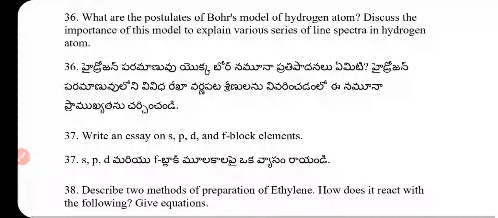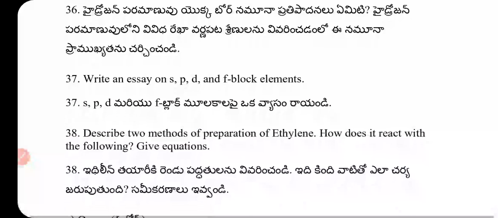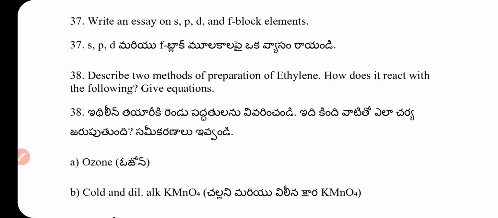What are the postulates of the Bohr model of the hydrogen atom? Discuss the importance of this model to explain various series of line spectrum in the hydrogen atom: Lyman series, Balmer series, Paschen series, Pfund series and Brackett series. Question 37 is a very important question. Write a note on s, p, d and f block elements. d block is the transition elements and f block is the inner transition elements, alkali metals and alkaline earth metals.